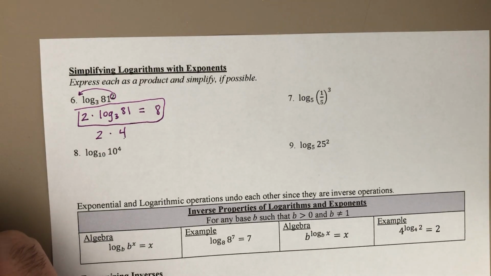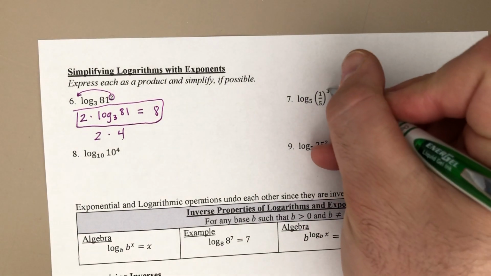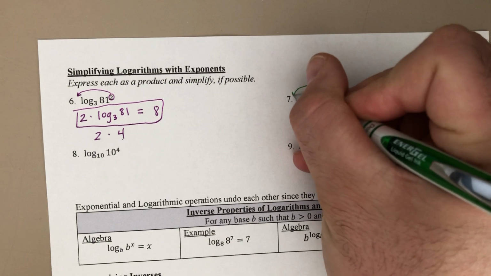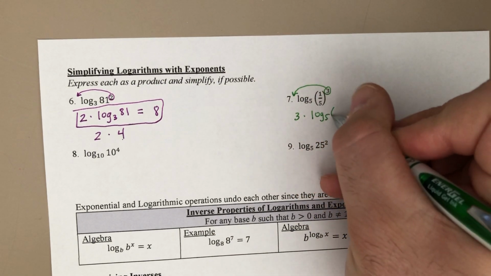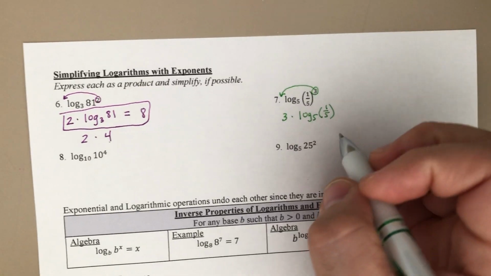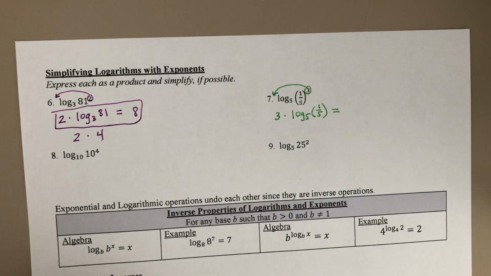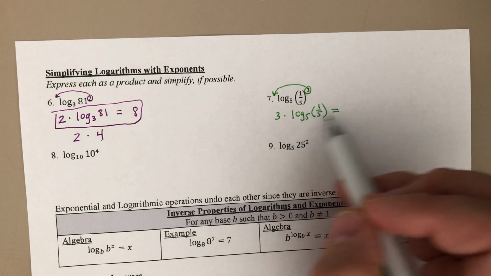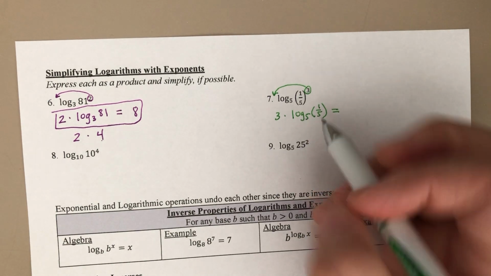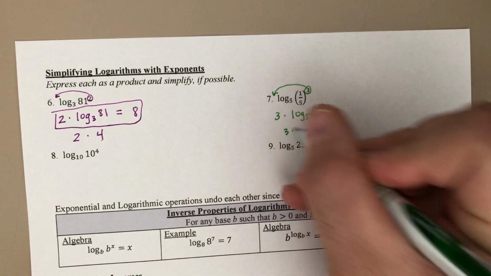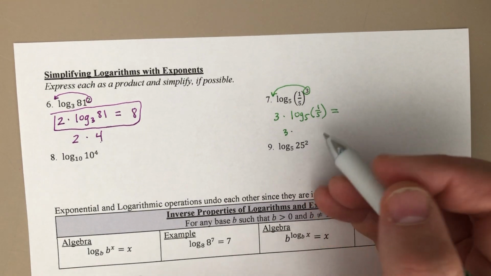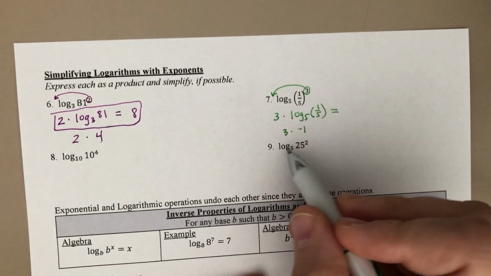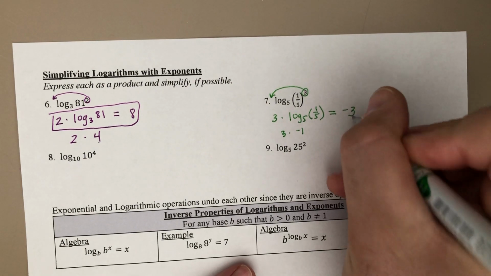Okay. Let's do that over here. So the power comes down and becomes a multiplier, 3 times log base 5 of 1/5. We want to know what that equals. So we've written it as a product, and we're going to simplify. So we're going to have 3 times, okay, let's see, 5 to what power is 1/5? That's to the negative 1. So 3 times negative 1, that's going to give us negative 3.